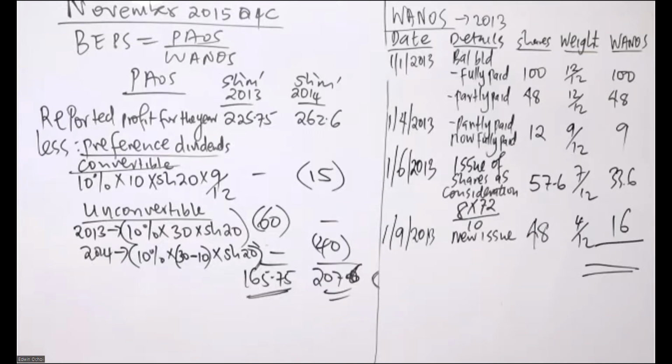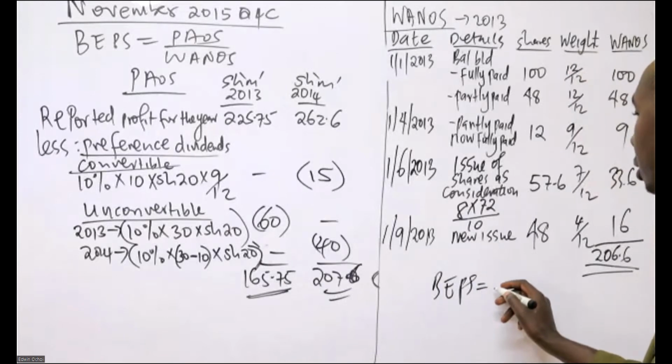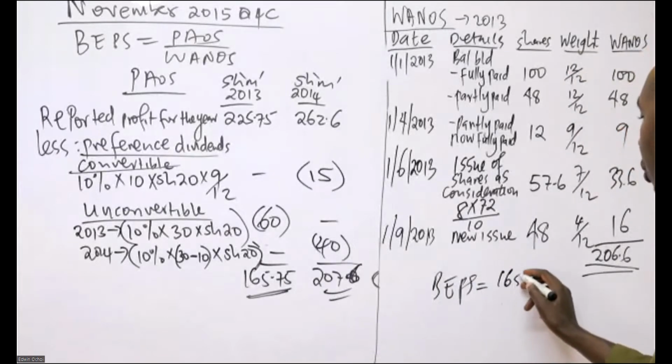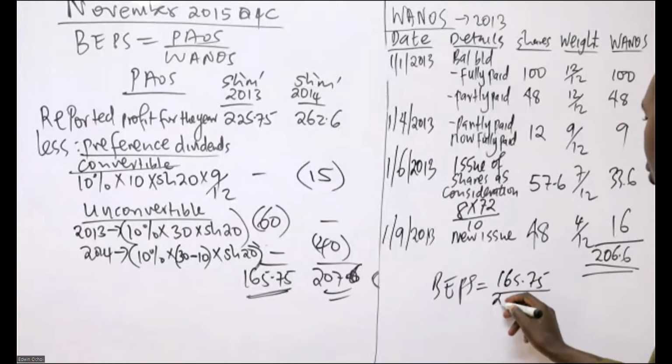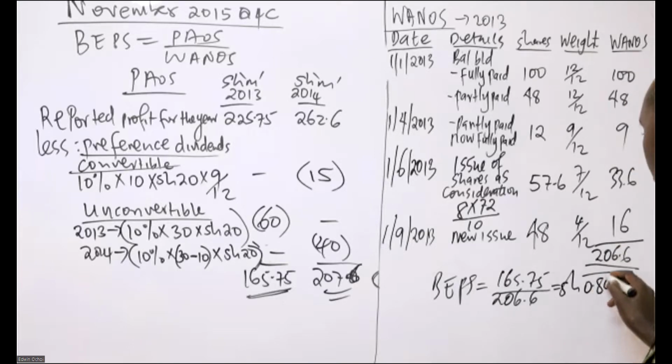100 plus 48 plus 9 plus 33.6 plus 16. So this is 206.6. So basic EPS 2013 will be 165.75 divided by 206.6. So that is 0.80 per share, let's say shillings.